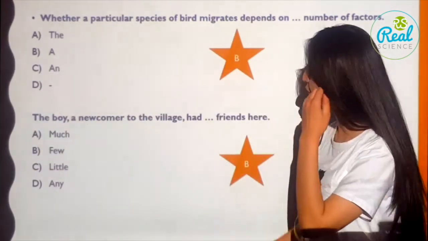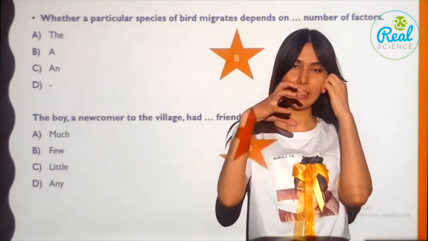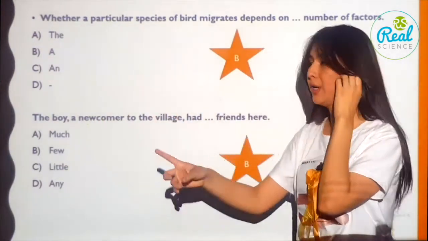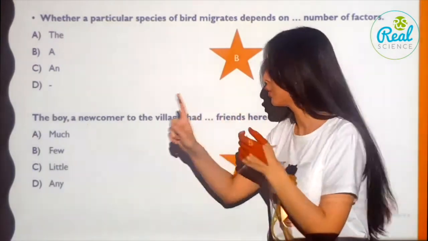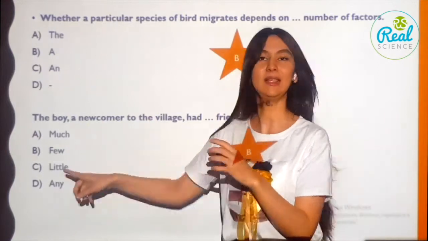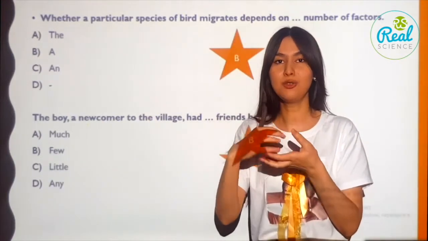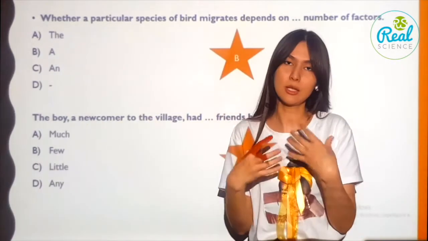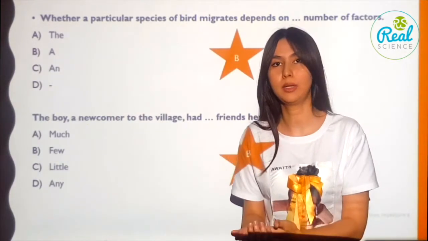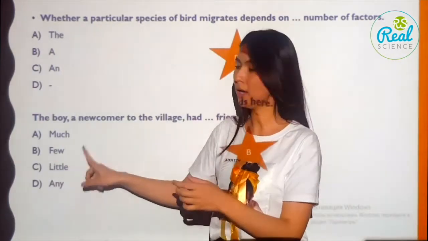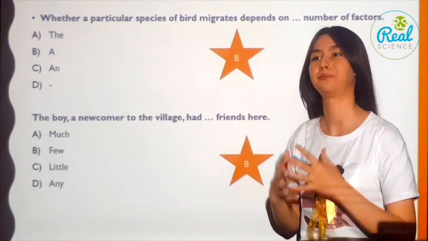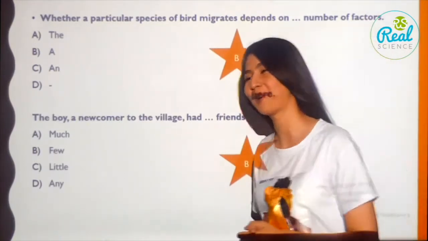Yes, it is few. Why few, guys? Because few means a little number, a small number. So the boy is a newcomer, therefore he has a small number of friends. Few means small number, and it is used for countable nouns. Little is used for uncountable nouns. Yes, it also means a small amount, but it is used for uncountable nouns. That's why you cannot use little here, okay? So few is the correct answer here. Understood, Alimov? Yes. Good job. Okay, nice.